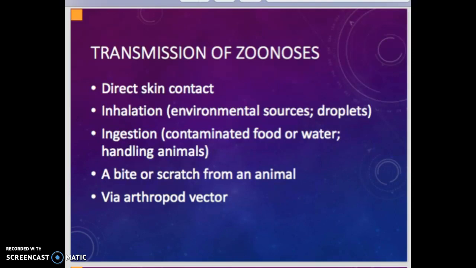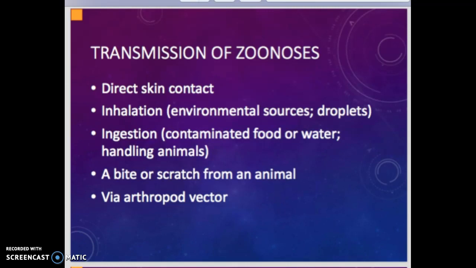Zoonoses can be transmitted in multiple ways. Fungal infections are an example of infection caused by direct skin contact with an animal. An example of a disease transmitted by inhalation of a pathogen from environmental sources is hantavirus. This virus is present in rodent droppings. Humans are exposed when contaminated dust is disturbed, such as when cleaning out a barn.